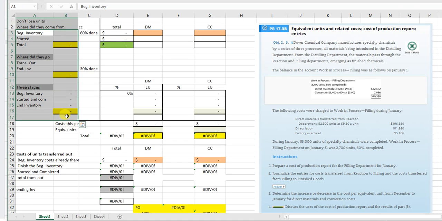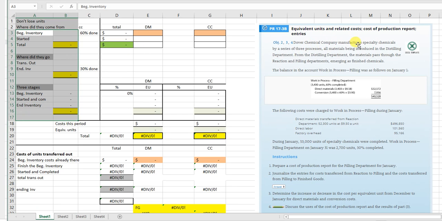So the first step is what I call not losing units. So you're going to write down beginning inventory, started, a total, transferred out, ending inventory, and a total, and then beginning inventory, started and completed, and ending inventory. So pause the tape if you have to, write those down. And now I'm going to read this.